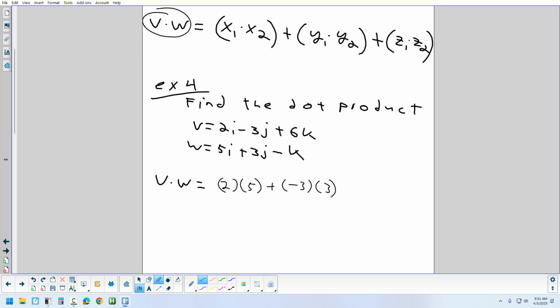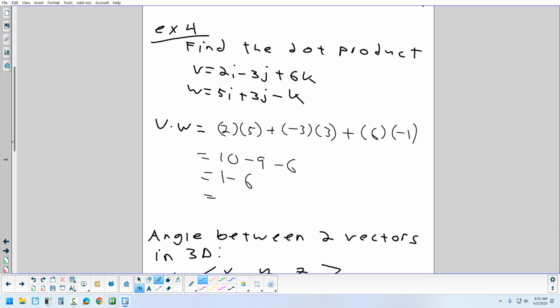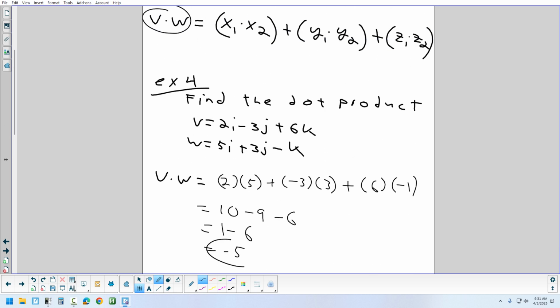And the last part of my dot product calculation? Yeah. 6 times -1. Okay, so that gives you 10 minus 9 minus 6. So it's going to give us -5. Okay, so that's the dot product between two vectors in 3D.